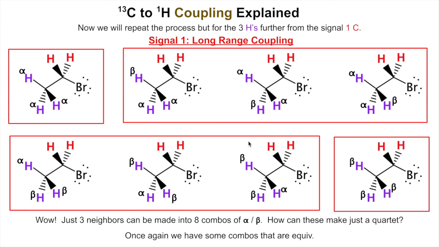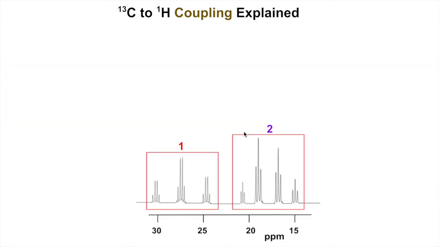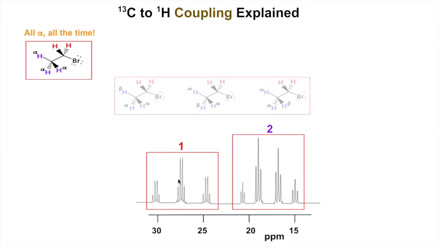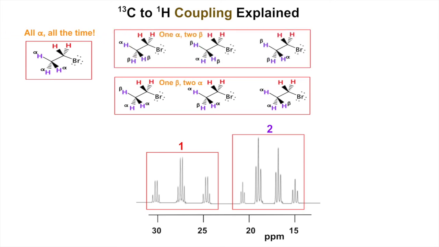And if you remember, a quartet is taller in the middle. And that's what we see here. I mean, sorry, we're looking at this guy now. We're looking at each of these quartets. And that's what we see there. So we see all alpha all the time. And then we've got a combo of 1 beta, 2 alphas. Our other combo was 1 alpha, 2 betas. And finally, beta, beta, beta. All beta. So let's see how these work out.